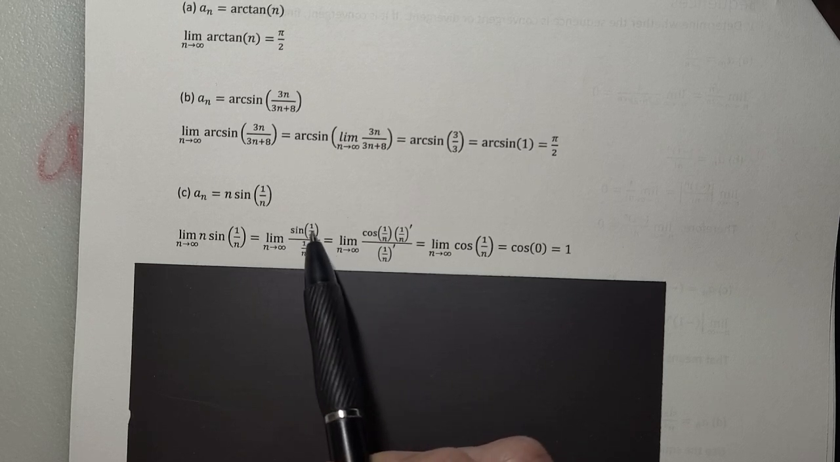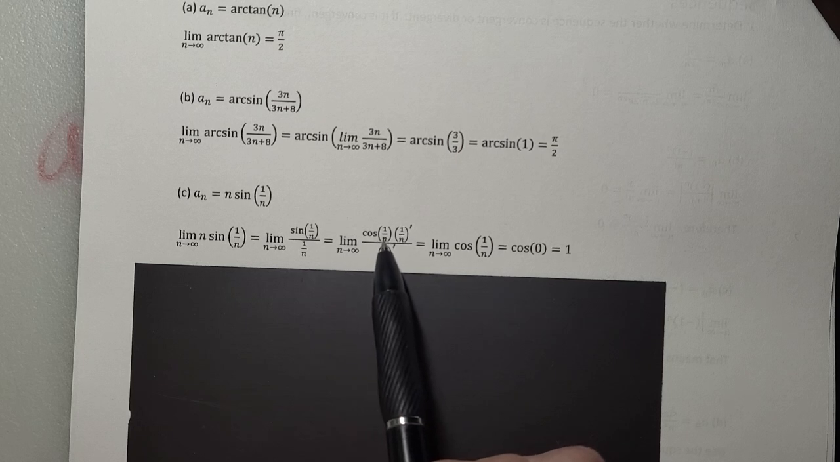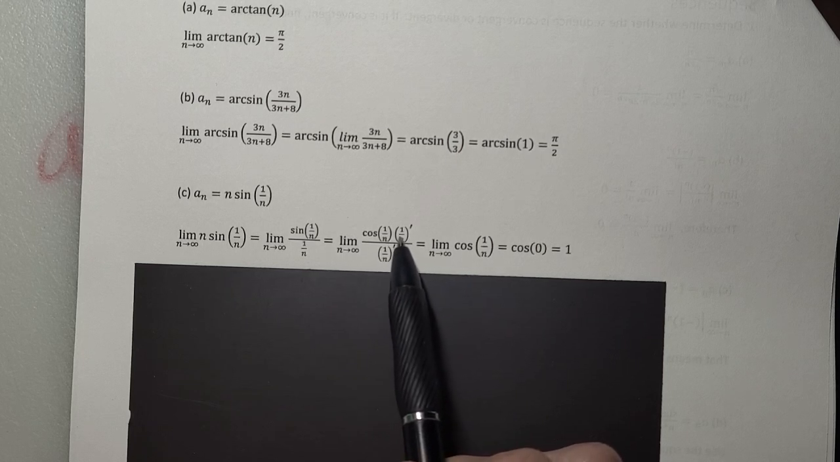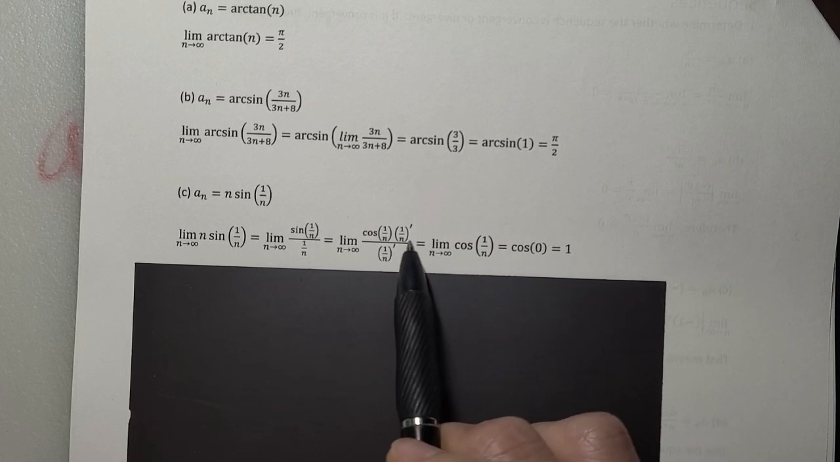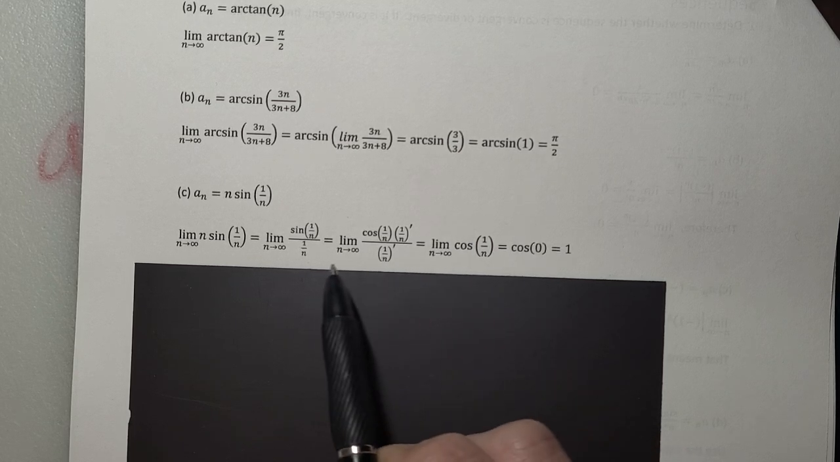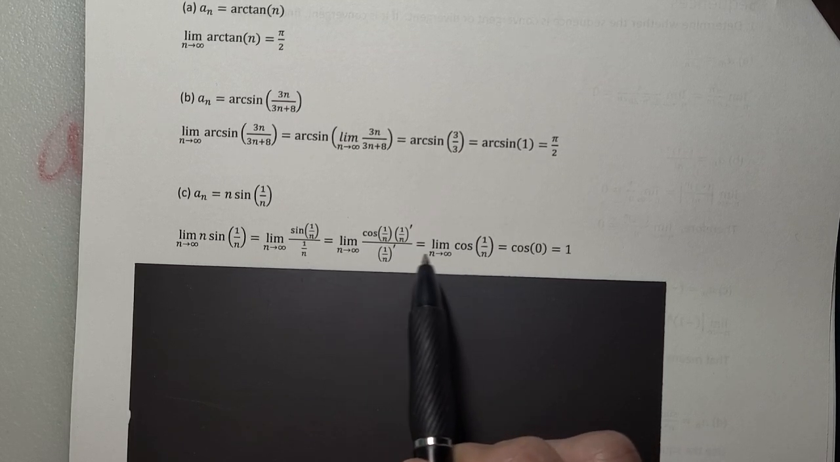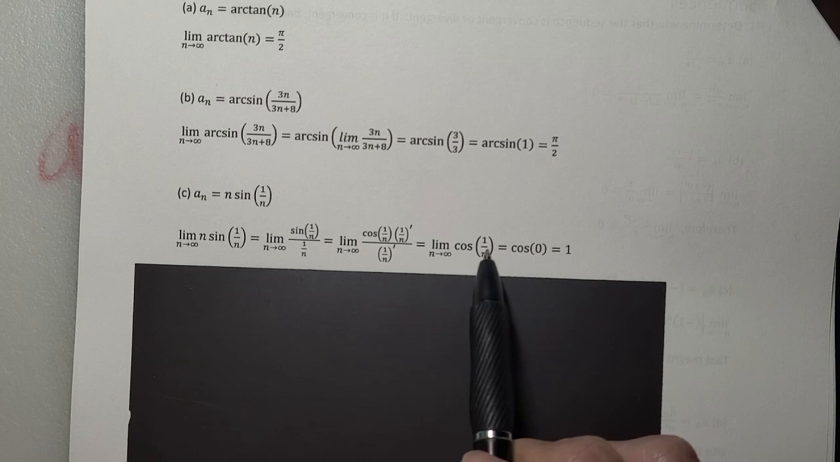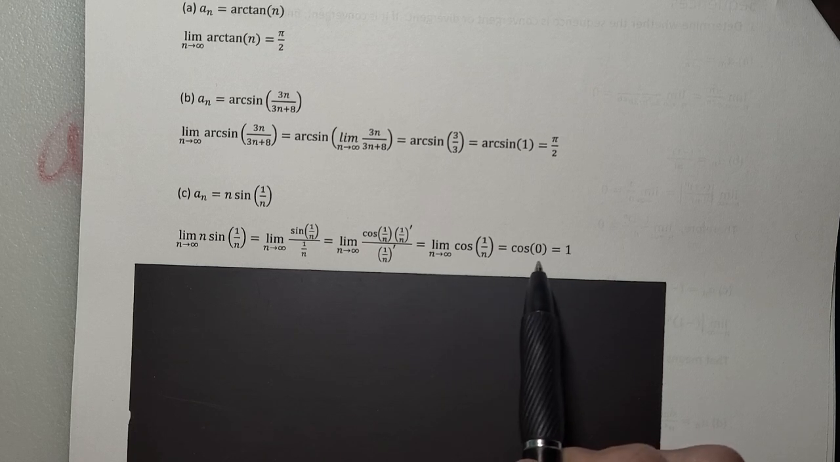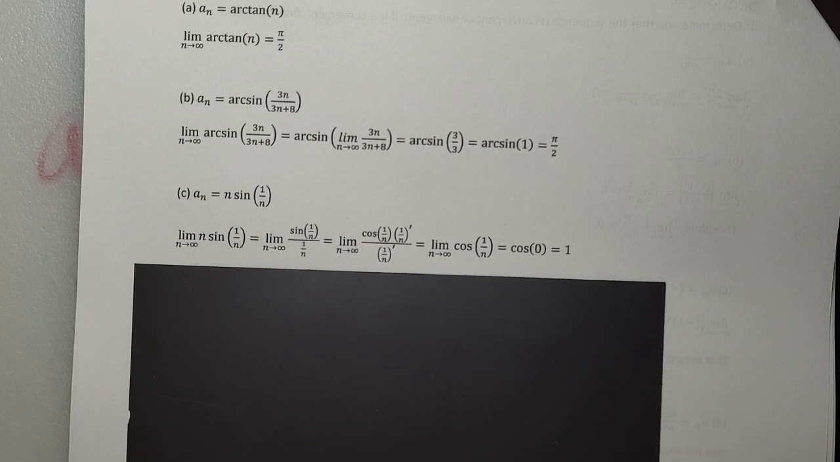So derivative of sine of 1 over n is cosine 1 over n times derivative of 1 over n. Notice I didn't even bother to find the derivative of 1 over n, because if we differentiate the bottom, that's the derivative of 1 over n. Those cancel, so you're left with limit as n goes to infinity, cosine of 1 over n, which is cosine of 0, which is 1. That's the answer. So the sequence approaches 1.